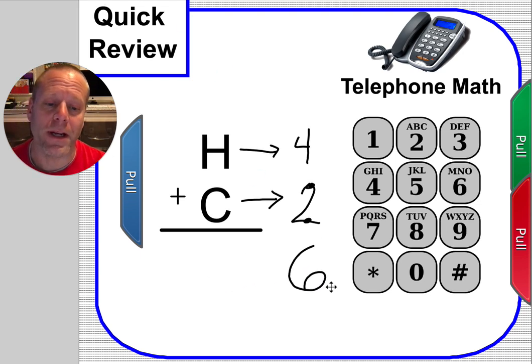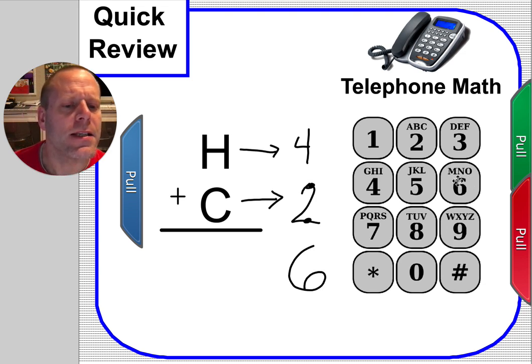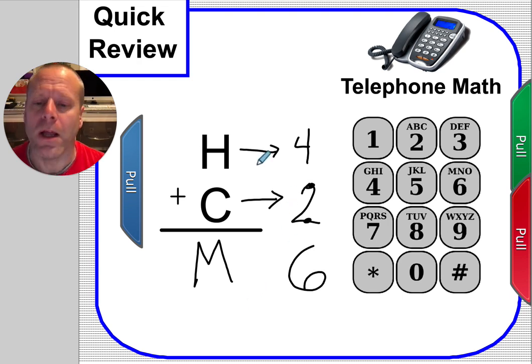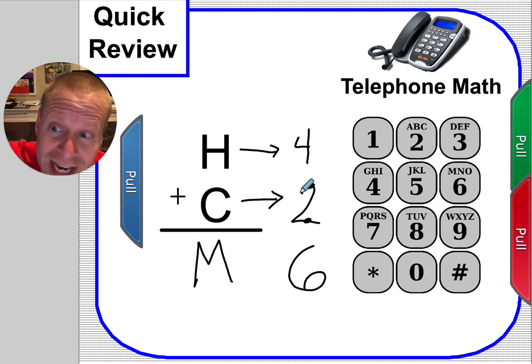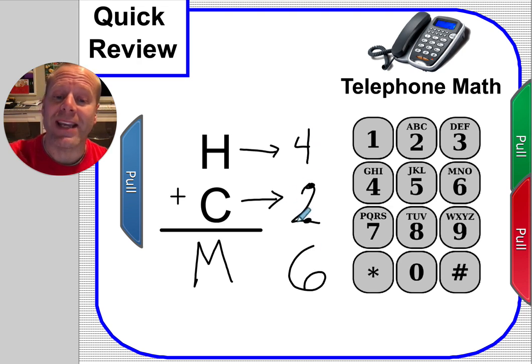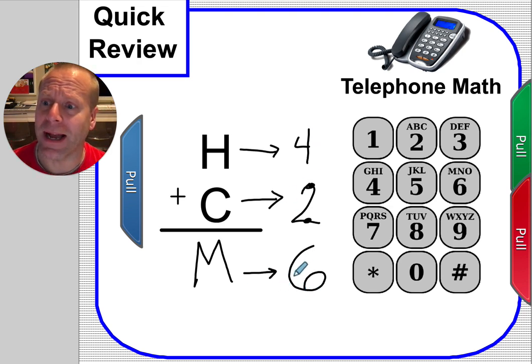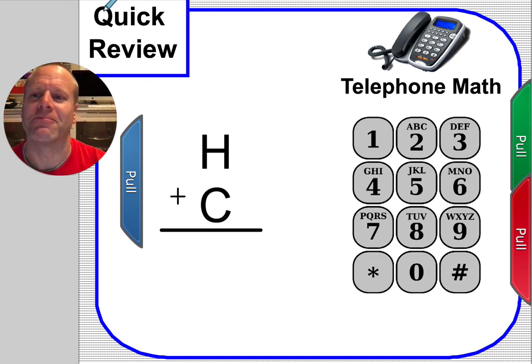Or if you wanted to be kind of clever, you could say, H plus C is, and I can pick any of the letters on the 6 button. So I'm going to say H plus C equals M. Now imagine you going up to your big brother and saying, H plus C equals M. He would look at you like you were crazy because you were speaking in code. See? Like a spy. Next one.